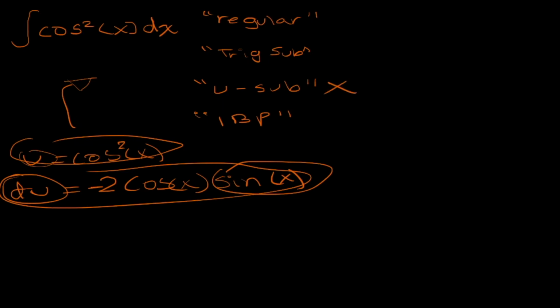Perhaps we could try regular integration. So I'll just open up a new layer, change the color. Okay, so this is the problem again. So just use this pink, the integral of cosine squared of x dx. So no to u sub. What about regular?